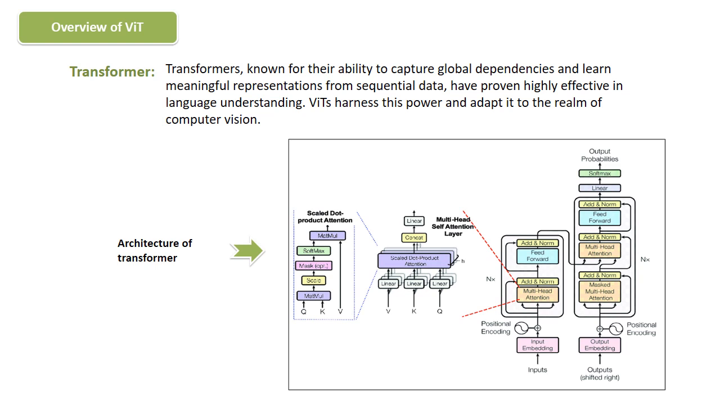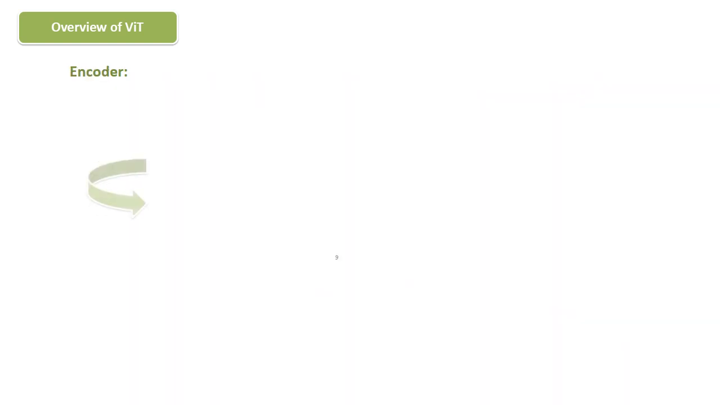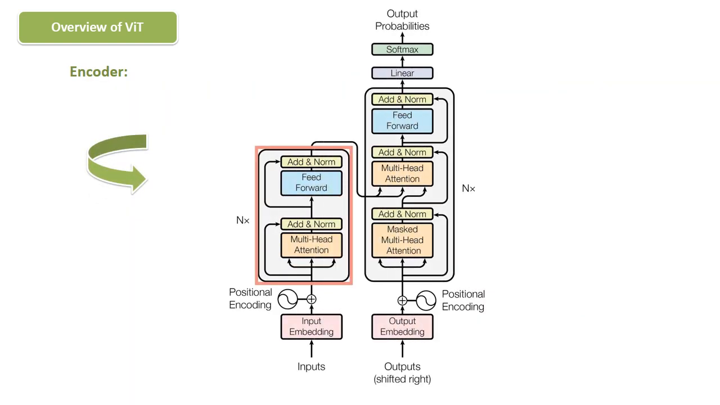As mentioned in the architecture, the transformer consists of two main parts, the encoder and the decoder. And as for the encoder, it is this part surrounded with the red line.